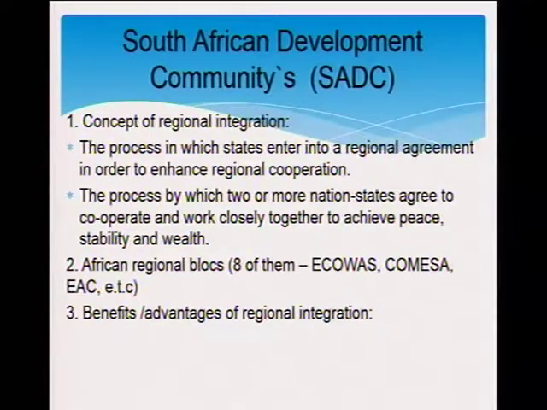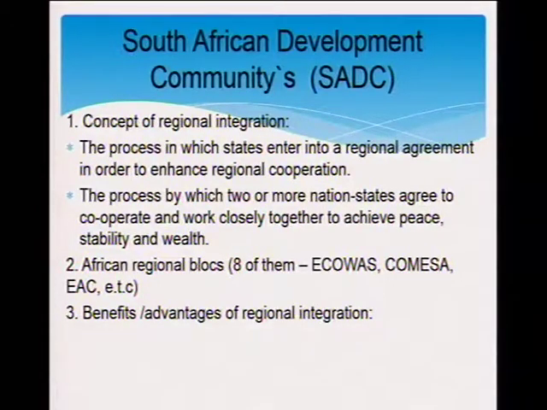That is what regional integration is all about. Two or more nation states come into an agreement, basically to work together to facilitate peace, stability, and wealth for all the member countries. Now in Africa, there are 8 regional blocks, which you can also find in the text.